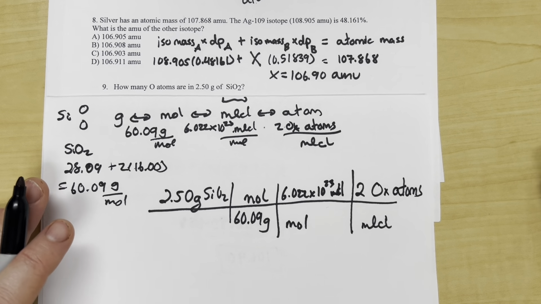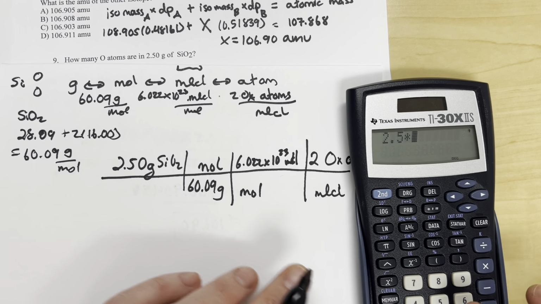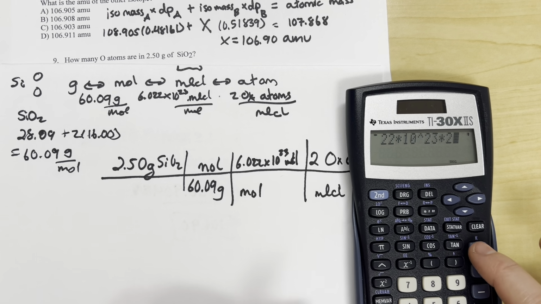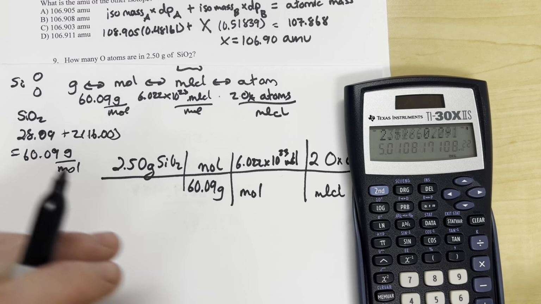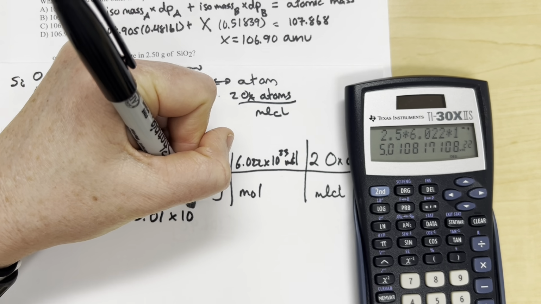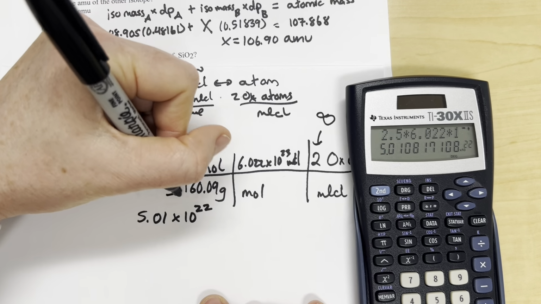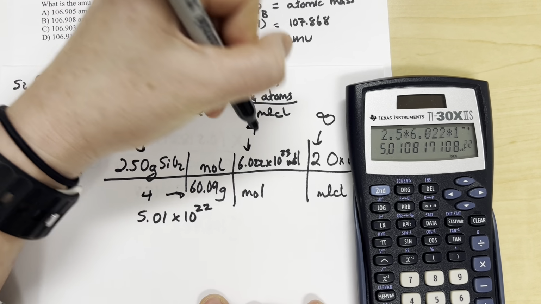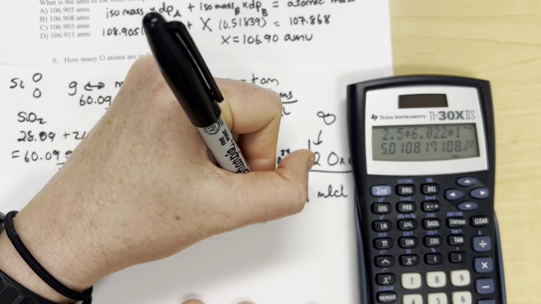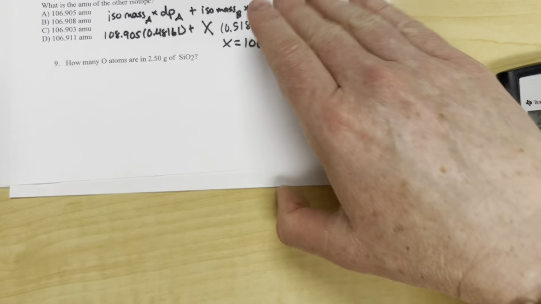So let's go ahead and do this calculation, shall we? We got 2.5 times 6.022 times 10 to the 23rd times 2, and then divide it by 60.09. That gives me an answer of 5.01 times 10 to the 22. This had 3 sig figs, this was infinite, this has 4, and this has 4. All right, and again, that's oxygen atoms. So that would be your answer. Moving on.